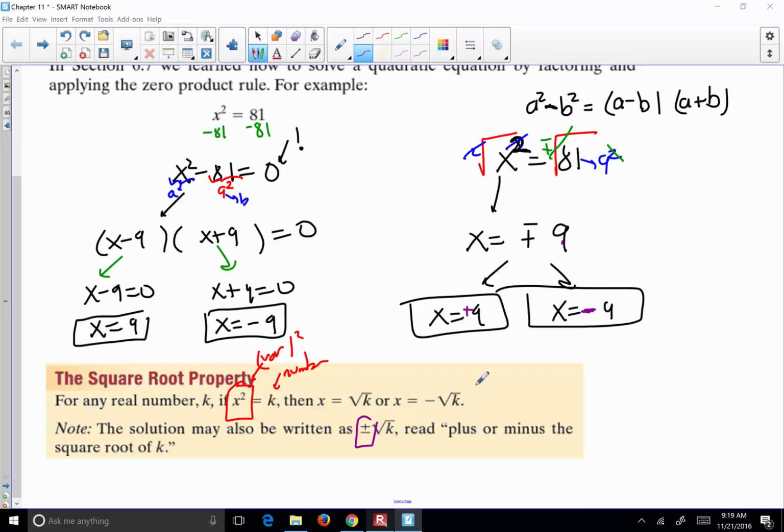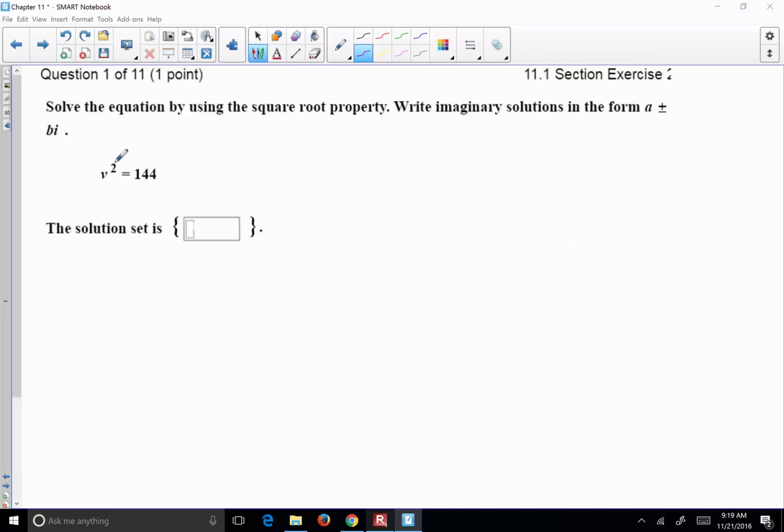Plus minus. Does it make sense? We just applied it here, but that's how it's mentioned in this section. Alright, our first problem is very similar. A variable squared equals a number. All you need to do is take care of the square by taking the square root of both sides.